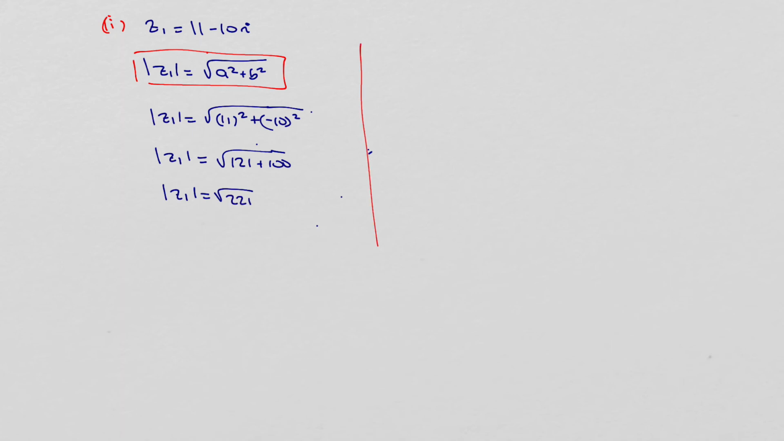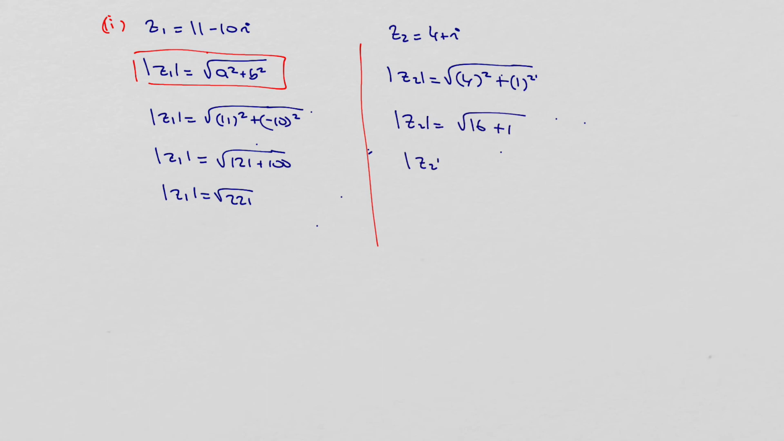If I do the same then for z2, well, z2 was 4 plus i, so the modulus of z2 is the square root of a squared plus b squared. So the coefficient of i there is 1. So therefore that gives us the modulus is equal to 16 plus 1. In other words, the square root of 17.